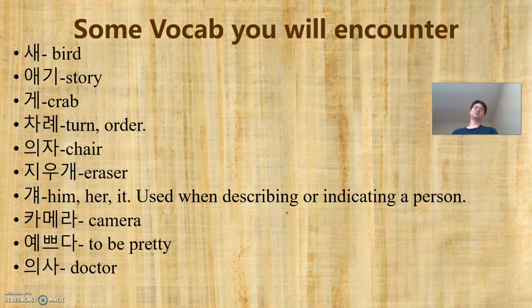Camera means camera. It's a loan word from English. And the next word is actually an adjective. An adjective is anything that describes a noun. So there's 예쁘다, and 예쁘다 means to be pretty. Make sure you don't just memorize pretty, make sure you memorize it as to be pretty, because that's the correct sense the word gives. And the last word we're gonna learn has the 의 in it, like 의자 as we've seen earlier, but it's 의사, and 의사 in English means a doctor.